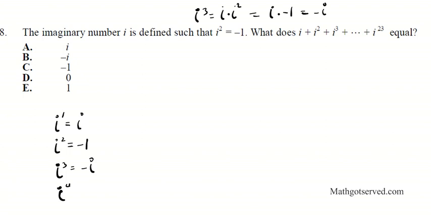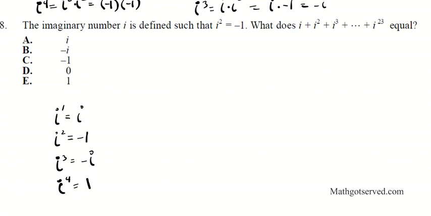How about i to the fourth? Well, i to the fourth is simply i squared times i squared, which is negative 1 times negative 1. Okay? Negative 1 times negative 1 is simply 1. Alright? So what you need to remember is when you're dealing with imaginary numbers, this pattern keeps repeating itself forever. So if I wanted to do i to the fifth, guess what? I to the fifth is going to be exactly the same as i to the first, which is i.